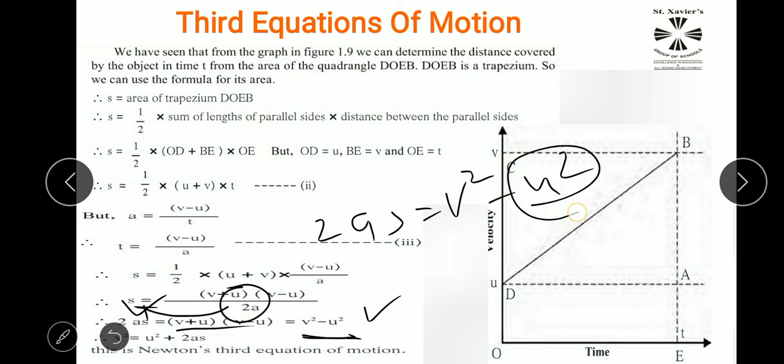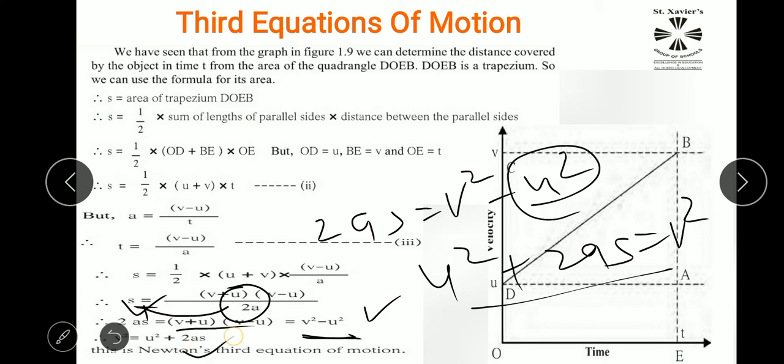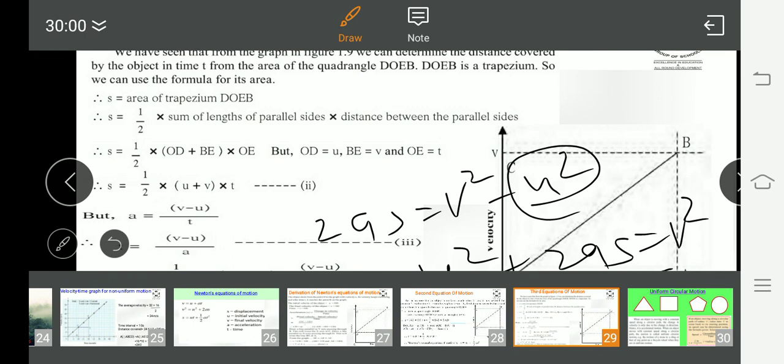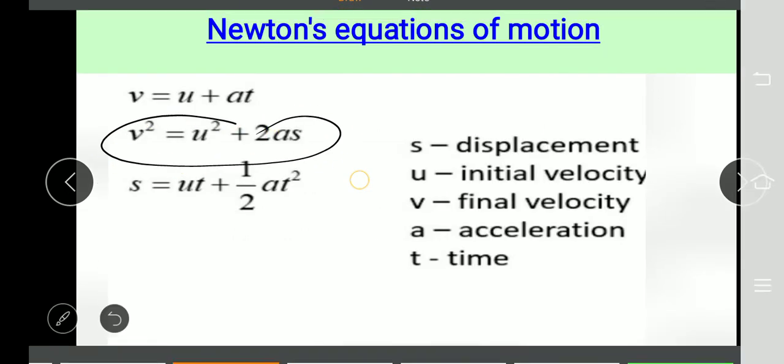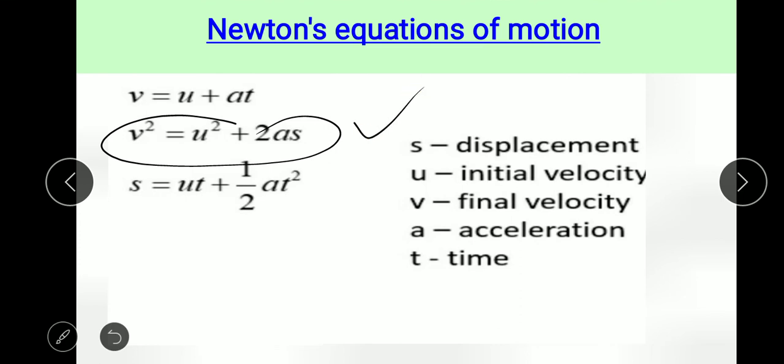You just change the side of minus U square, it will become plus U square, students. So it will become U square plus 2AS is equal to V square. The same equation can be written as V square is equal to U square plus 2AS. Students, this is our third equation of motion. V square is equal to U square plus 2AS.